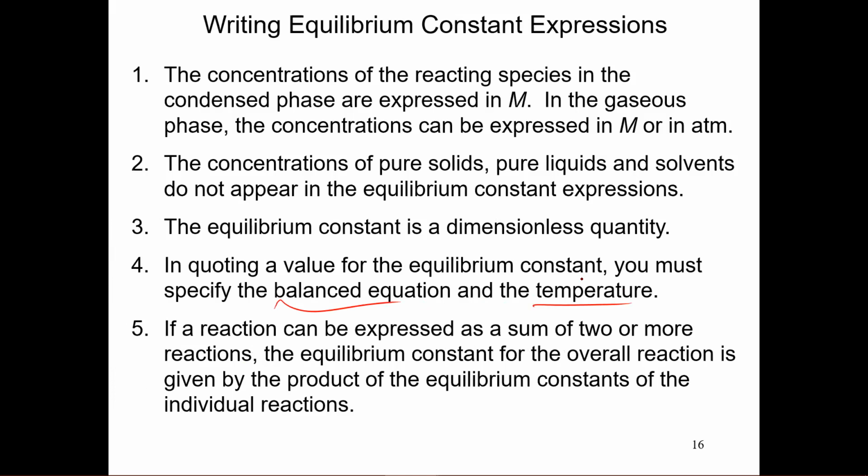If a reaction can be expressed as a sum of two or more reactions, the equilibrium constant is given by the product of the equilibrium constants of the individual reactions. So the next phase is, how does this fit? We end with chemical kinetics. Well, this is important too.